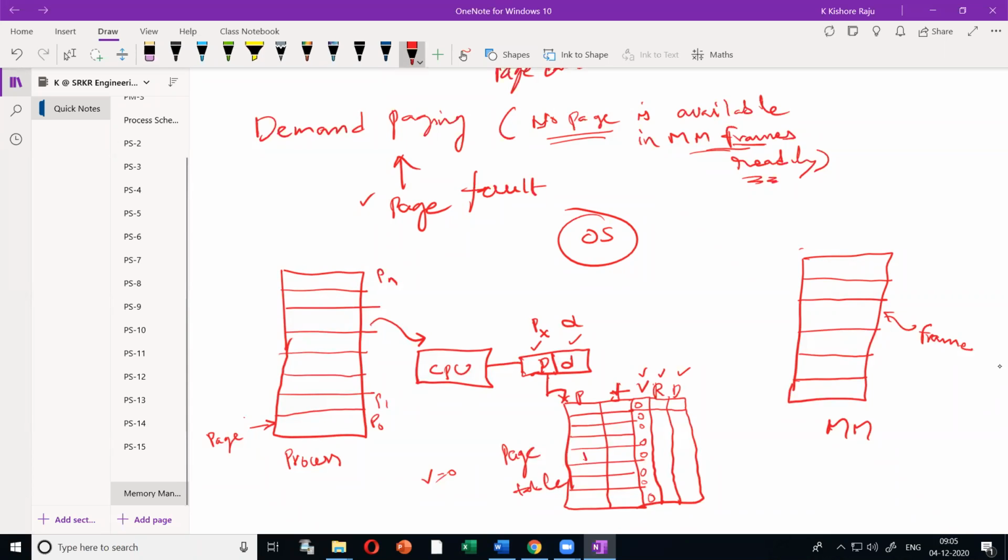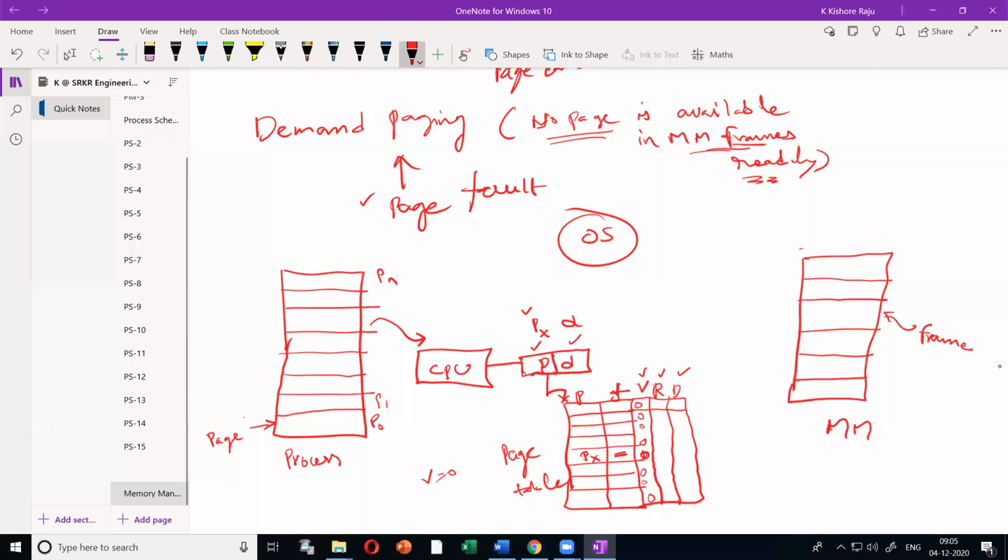This is the Px page, and it is not loaded into the main memory frames because all the frames are empty. So then what will it do? It is requesting Px, but it is not there in the main memory frames. So valid bit is 0.